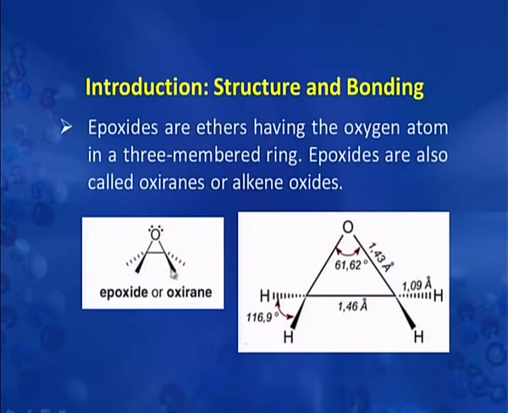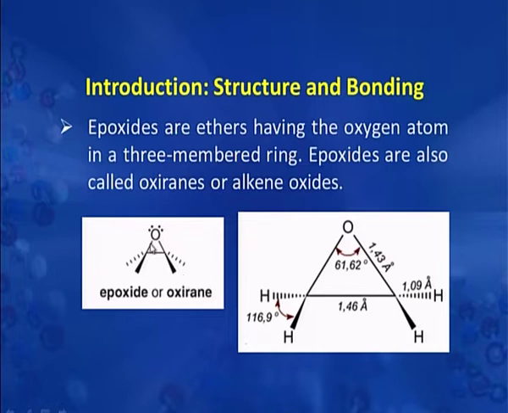So, first of all, we will discuss here the structure of epoxides. Epoxides are ethers which have an oxygen atom in a three-membered cyclic ring. You can see here that this epoxide has a three-membered ring, 2 carbons and 1 oxygen.